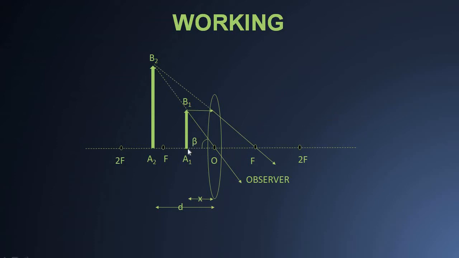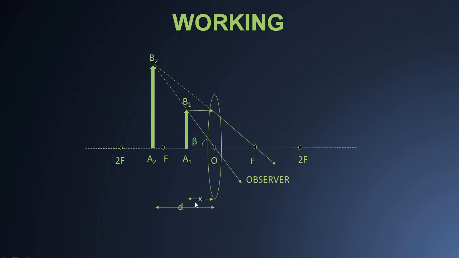We place the small object between optical center and the principal focus of the lens. The object is A1 B1. According to refraction of rays of light, a virtual and enlarged erect image A2 B2 is formed between f and 2f of the lens, and this lens produces an erect magnified image A2 B2.